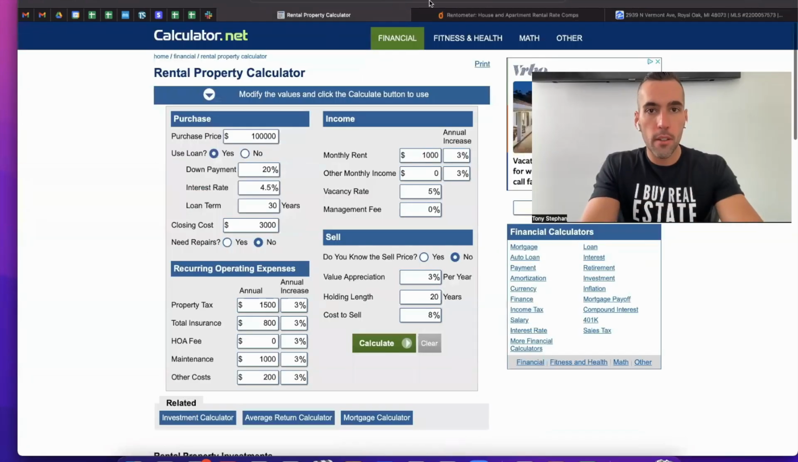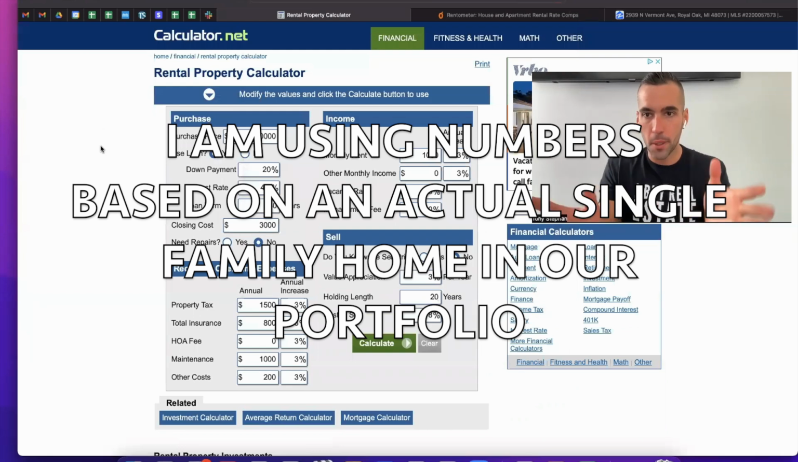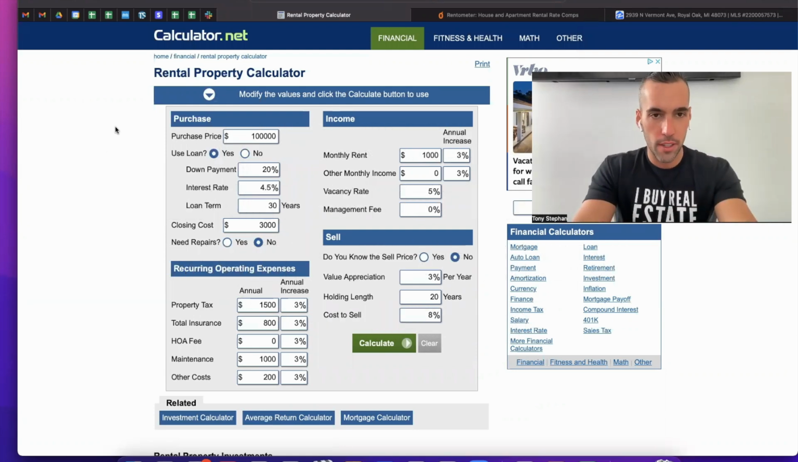So you go to calculator.net, rental property calculator, free. I don't like the fancy ones. I don't like the apps. Simple, free. I use this one for everything. Purchase price, $250,000. Down payment. Most investment properties require you to put 20% down. So just assume 20% down.